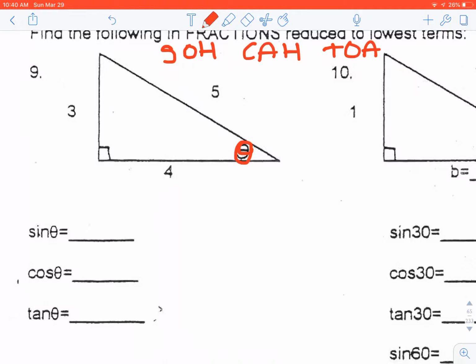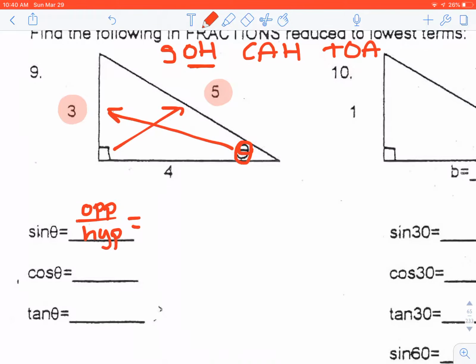So number 9, based on where theta is, we need to find the fraction for sine of theta. Remember, sine is always opposite over hypotenuse. So here's the opposite side. Okay, it's the side right across from it. And then, let me highlight this. Our hypotenuse is 5. Remember, hypotenuse is always the side across from the right angle. All right, so if you need to write down that sine is always opposite over hypotenuse, go ahead and write that down. Your reduced fraction is 3/5.